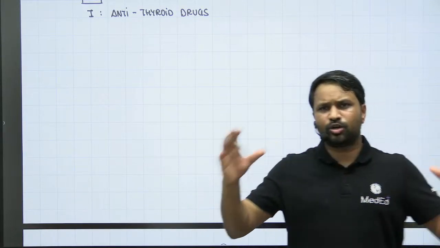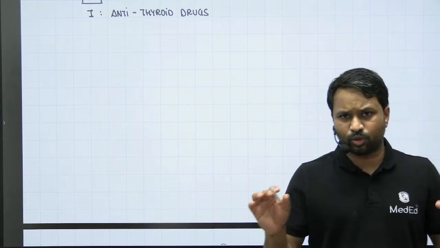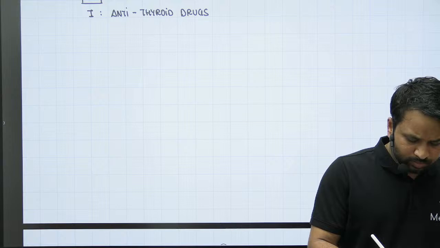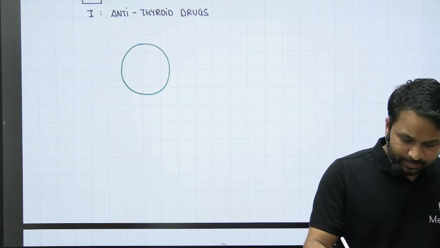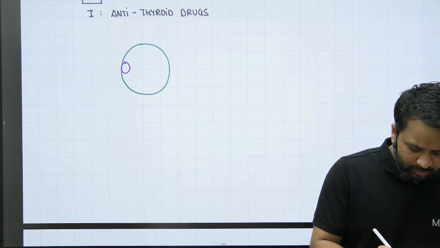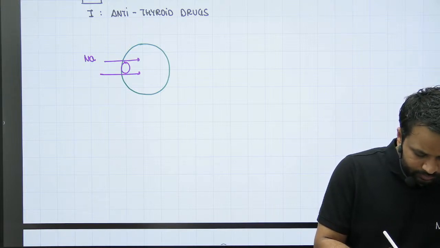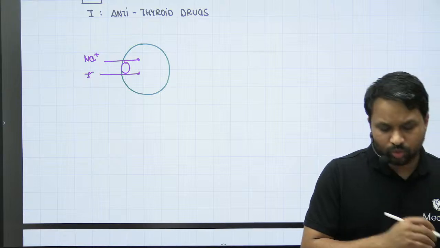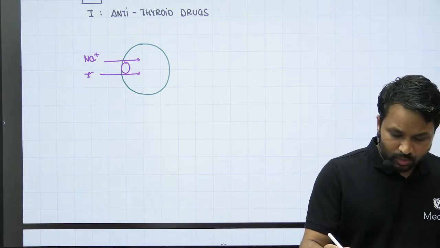So, in order to understand this, we'll again take a very classical approach. Let's say this is your thyroid follicle. This happens to be your sodium iodide symporter, which is going to bring the iodine into the follicles, and from there you know what is going to happen. The T3, T4 is going to be formed.